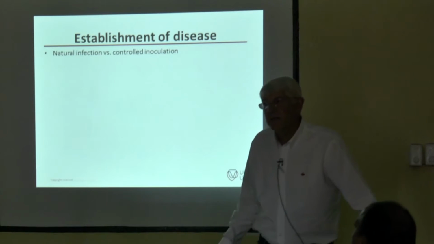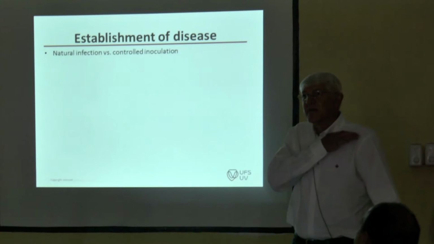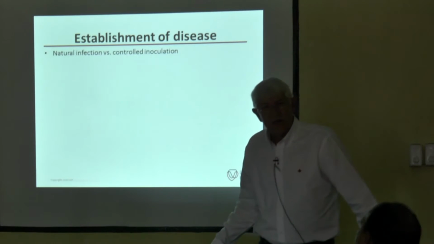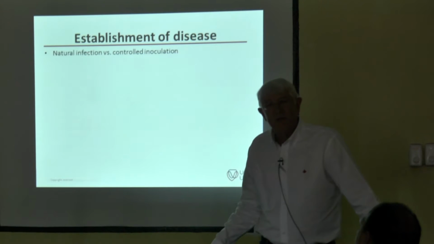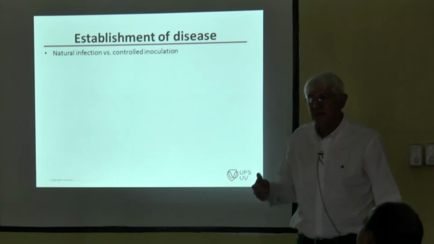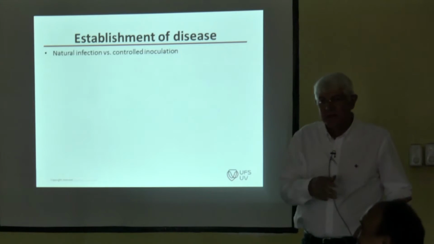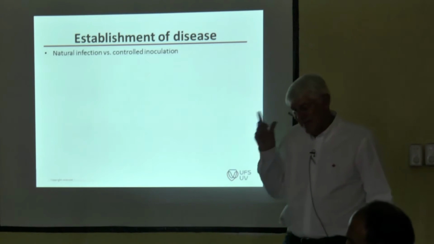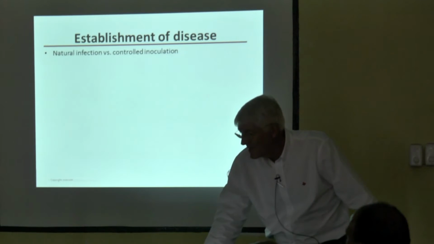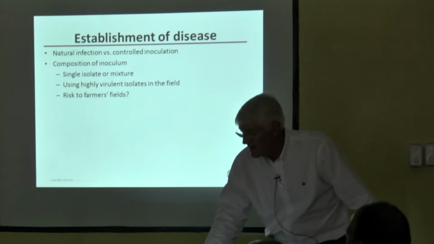Just something on terminology that I have. If you read a rust paper in the literature where field work is being reported, the authors invariably will tell you that they artificially inoculated their nursery. So how can you artificially inoculate a nursery? Inoculation is inoculation. It can't be artificial, because if it's artificial, it means it's something different. So that's just something I have on terminology. It's inoculated. It's not artificially inoculated.